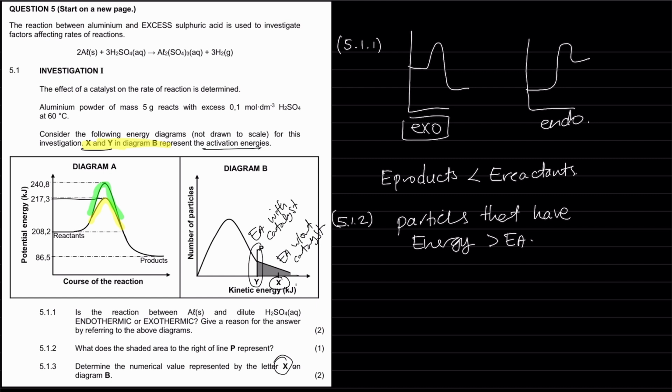So to calculate the activation energy, you take this maximum energy value here and you subtract it from the energy of the reactants. So 5.1.3 is simply going to be 240.8 minus 208.2, and that gives 32.6 kilojoules.